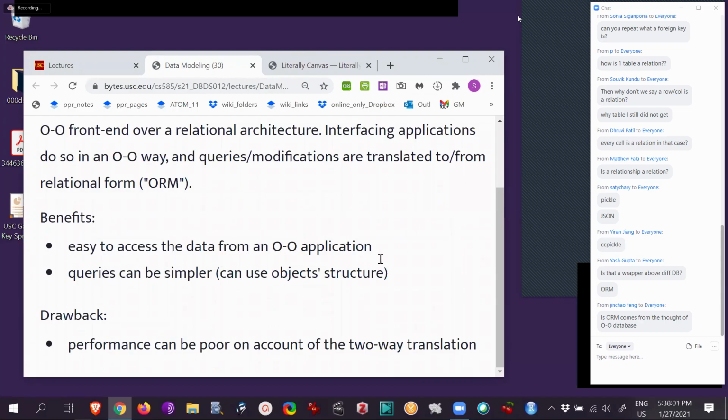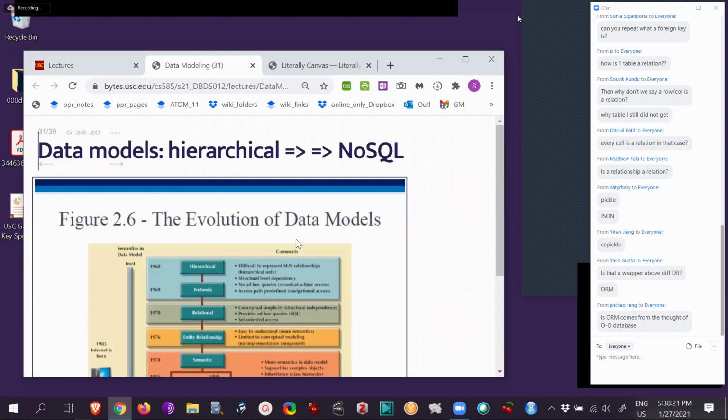So like I said, any object-oriented program, like a C++ or Java program, can easily access it because the program thinks it is all objects, but then it appears like a table for the relational database. So queries can be simple because you're just doing object queries. But the drawback is, because you're translating both ways, it's slower than doing it all purely as relational data.